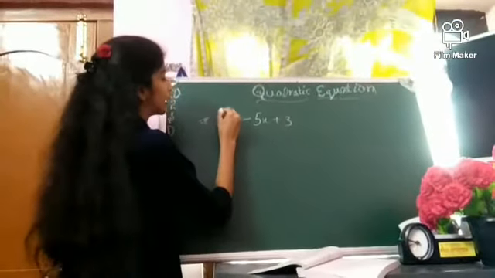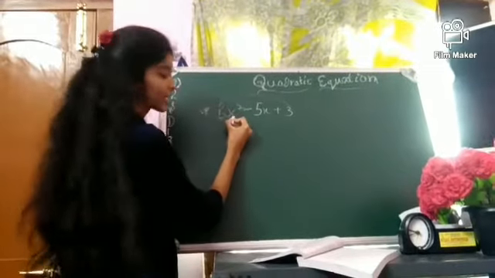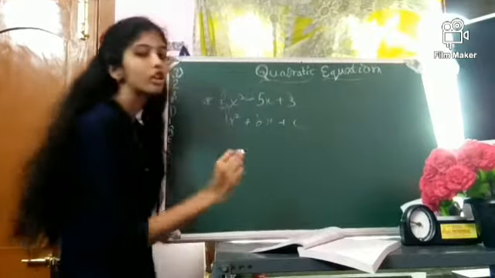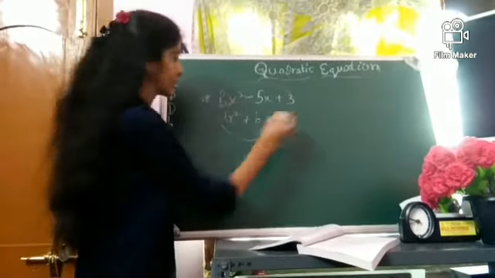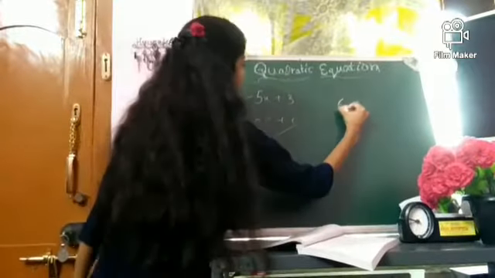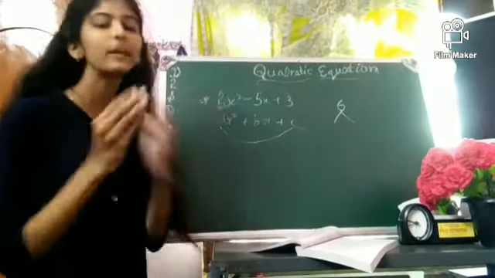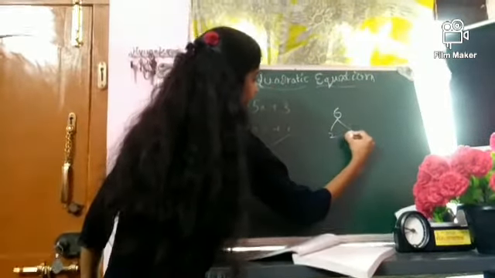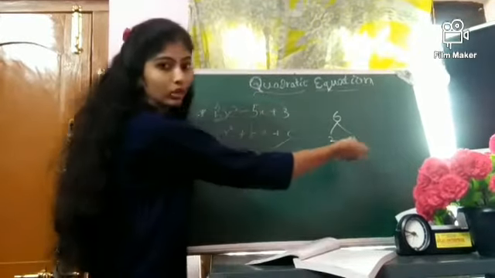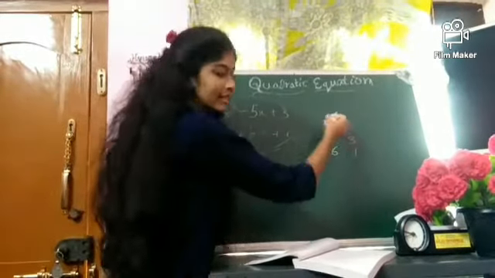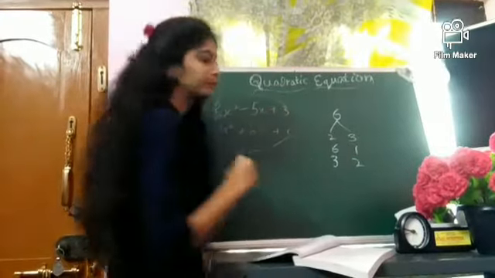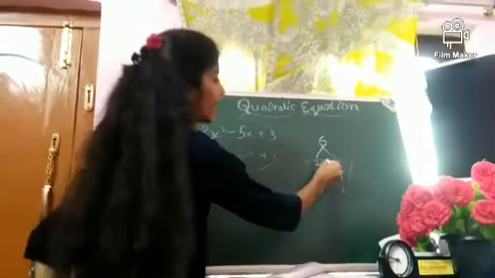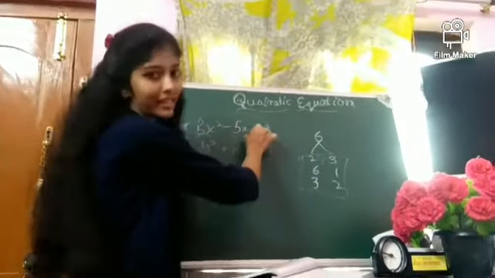Here first we should multiply a and c, as the standard form ax square plus bx plus c tells us. So 2 into 3 is 6. Now we should split this 6 into two multiples: it may be 2 into 3 is 6, 6 into 1 is 6, or 3 into 2 is 6. So these are the multiples of 6. Now we should find, if we add or subtract, we should get minus 5x.